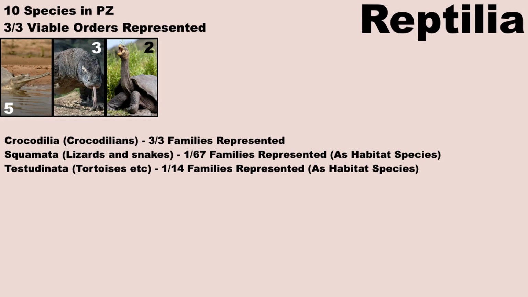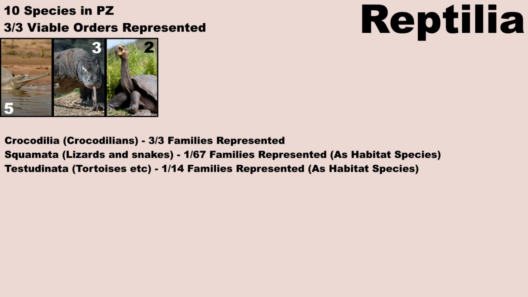So Reptilia. Also, I will try not to pronounce too many scientific names because it's going to get messy, but I will do a few, and don't get annoyed if I pronounce them wrong. So Reptilia. So we have 10 species in Planet Zoo from the class Reptilia. We have got 3 out of 3 viable orders represented. So there are actually only 3 from what I can see. But again, if you have any issues with that, then let me know.